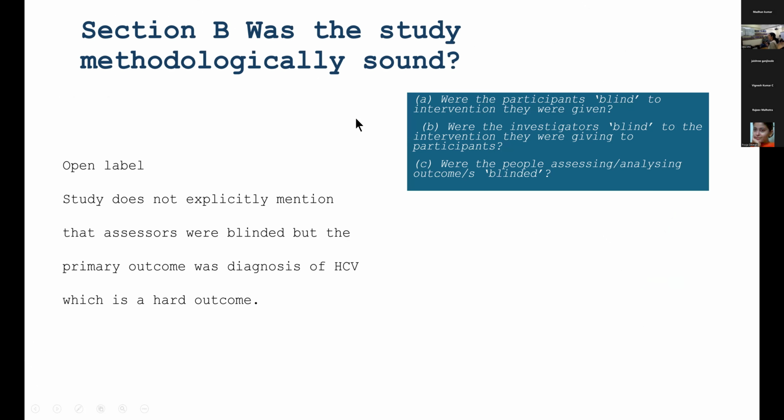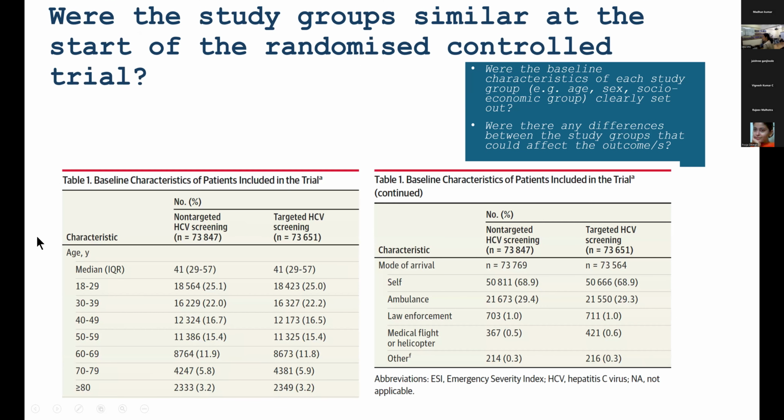So was the study methodologically sound? This is an open label study. In fact, most screening tools would be difficult to study in a blinded way, so it's acceptable. The study doesn't specifically mention whether the assessors were blinded or not, but their primary outcome was HCV detection. So if RNA is there, it is disease, not disease. It's a hard outcome, unlikely to have a bias.